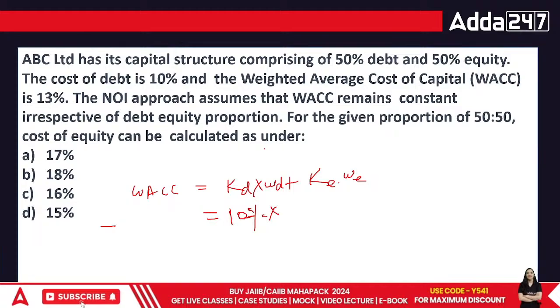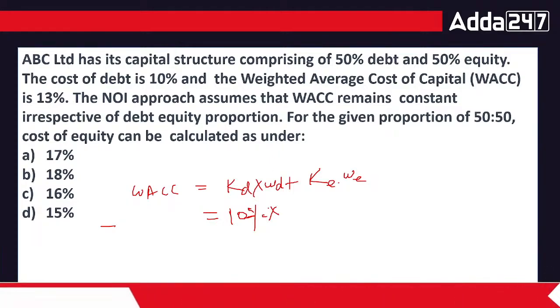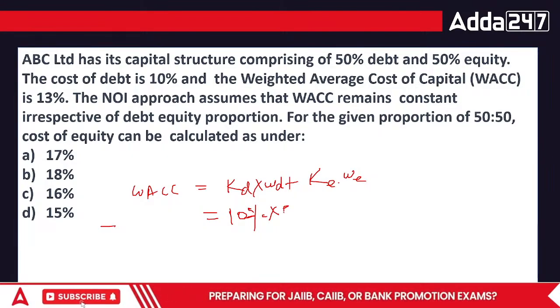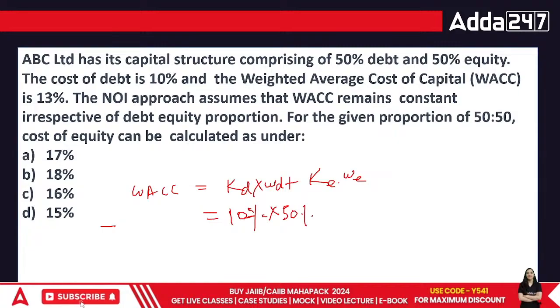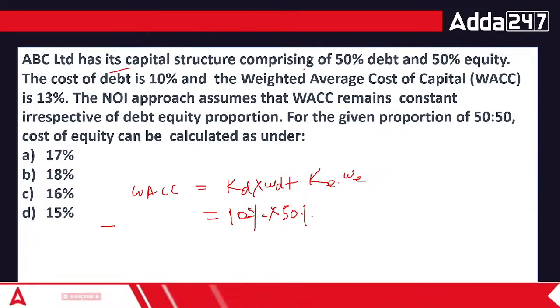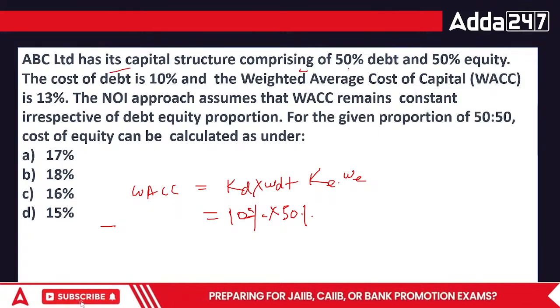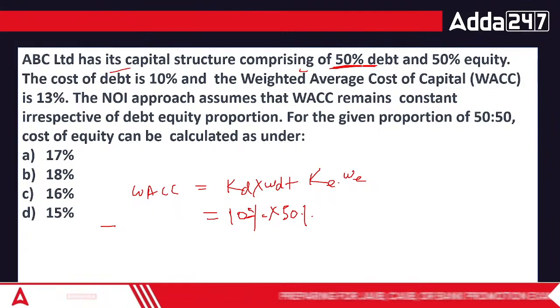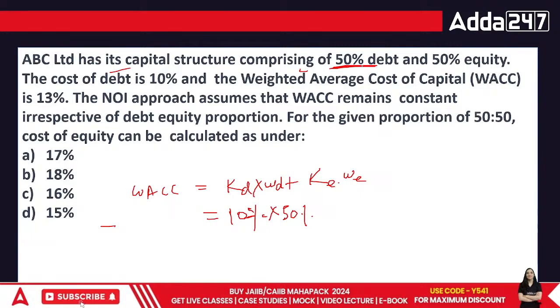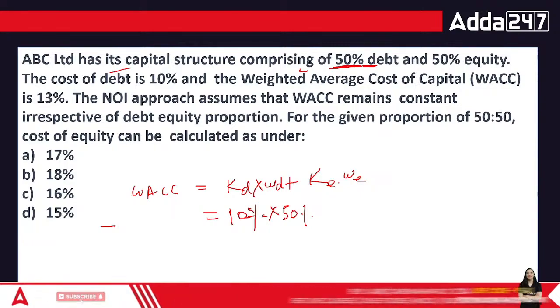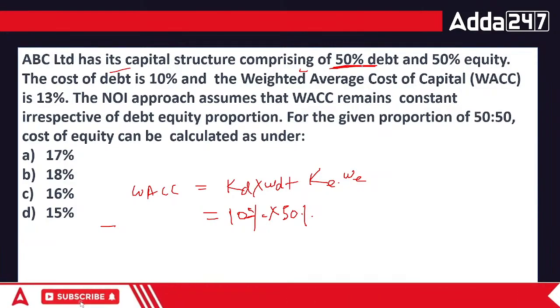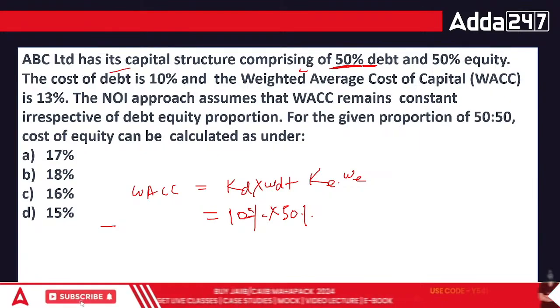And then we have the weight of debt as 50%. ABC Limited has its capital structure comprising 50% debt, that means out of the total, 50% is debt and 50% is equity. What are we paying for the debt? We are paying an amount of 10%. This is the cost of the debt. That means the amount shall also be charged accordingly.